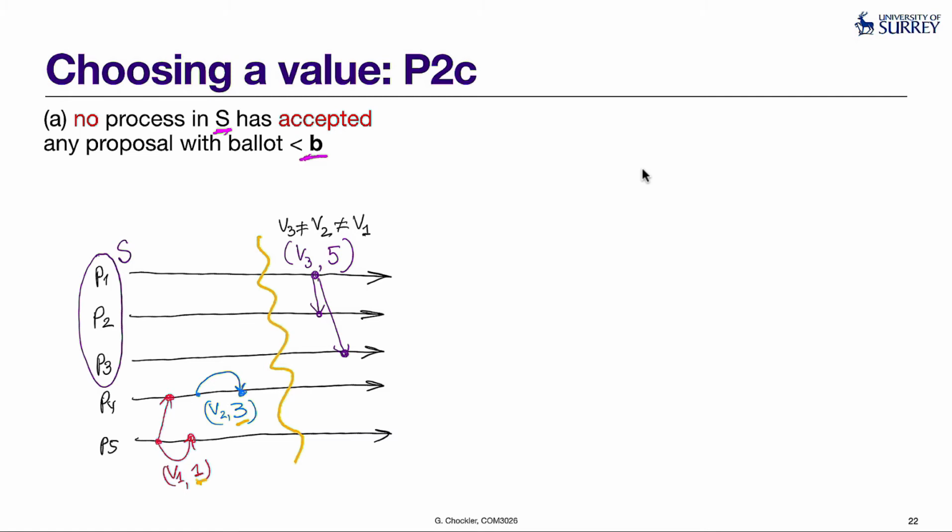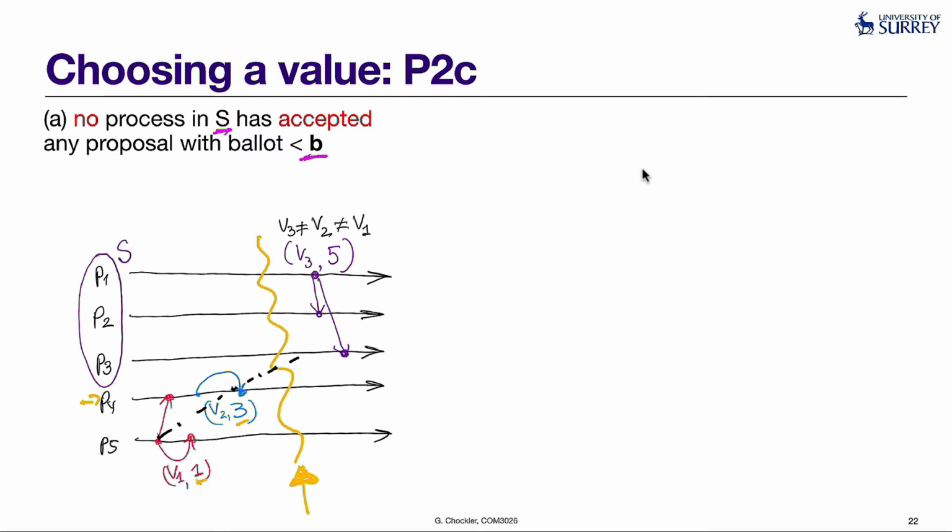So P5 was the leader and tried to propose V1 at ballot 1, and then P4 was the leader and tried to propose V2 at ballot 3. So none of them has been chosen because they have not reached a majority. And so at this point in time, we don't have a value chosen in the system. Okay, so why could that be the case? So for example, the remaining messages are delayed, right? So they're still somewhere traveling here.